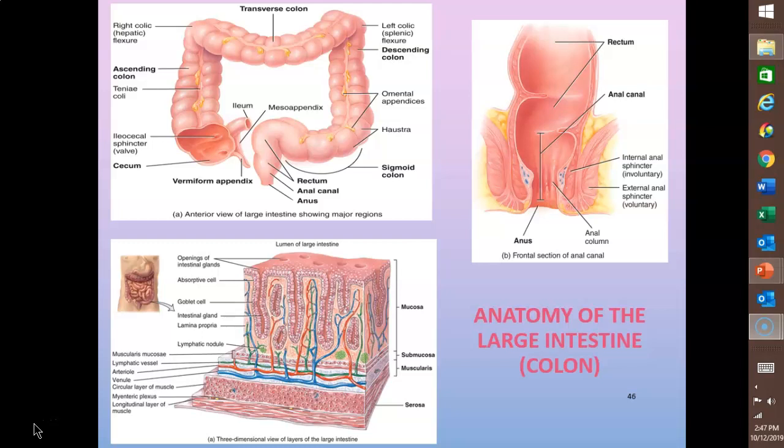The opening from the ileum into the large intestine, remember, is called the ileocecal sphincter or valve, and it allows materials from the small intestine to pass from the ileum of the small intestine, the last part, into the large intestine. Hanging inferior to the ileocecal valve is the cecum, and it's a small pouch. Attached to the cecum is a twisted coil called the appendix.